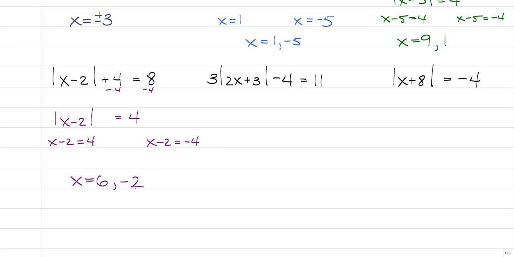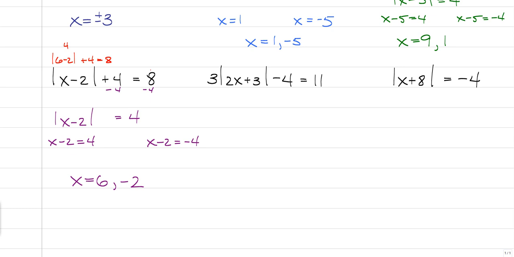And remember, you can always plug these back in to see if you're correct. So you could go all the way back here and substitute in a 6. So 6 minus 2 plus 4 equals 8. The absolute value of 6 minus 2 is 4, and 4 plus 4 is 8. And if you were to check with the negative 2, that would give you a negative 2 minus 2 is a negative 4. The absolute value of a negative 4 is still 4, and 4 plus 4 is still 8.